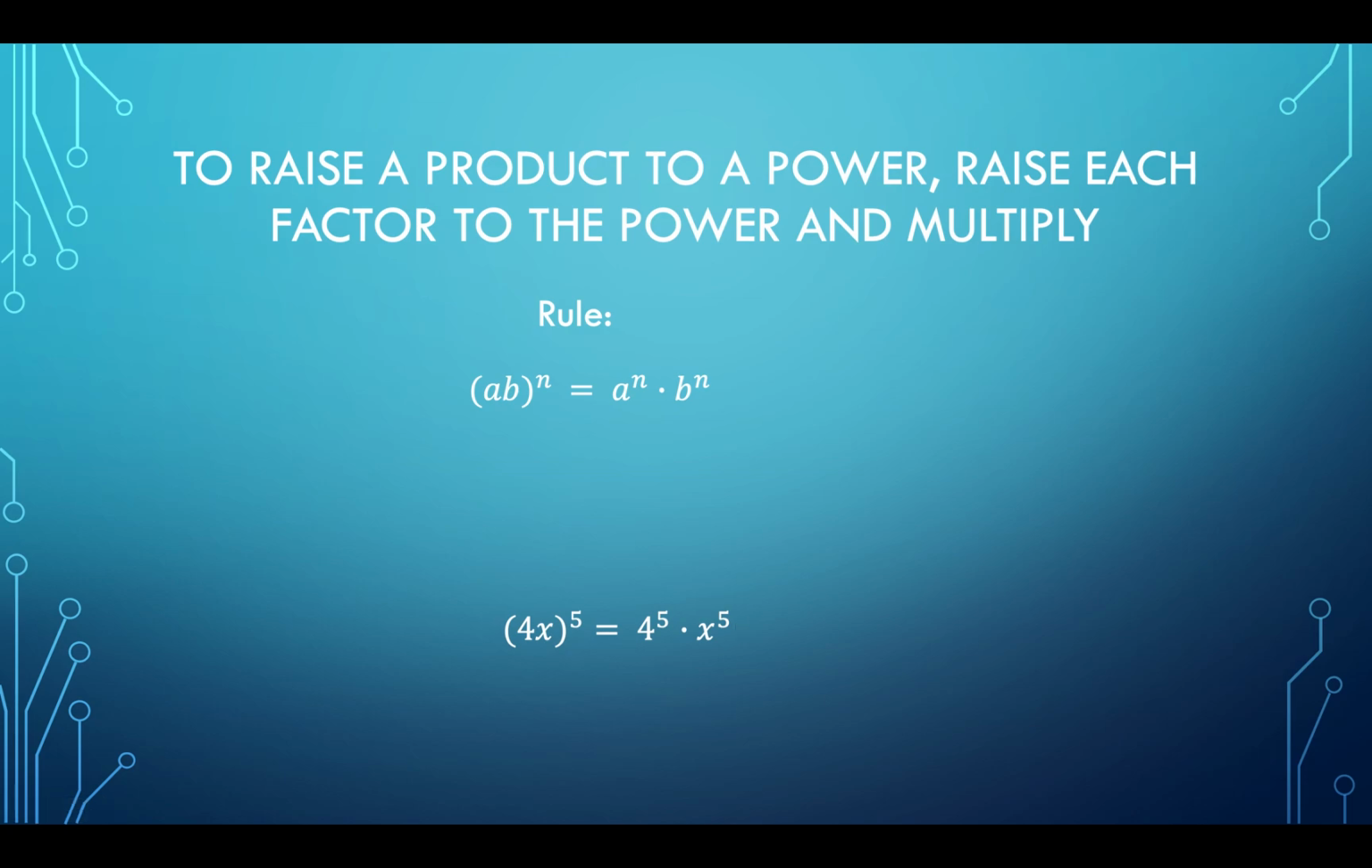We could go ahead and multiply 4 times 4 5 times, but for this, I just want to show you, this is in theory what we're going to be doing when we have a product to a power. You kind of take this exponent and distribute it back down.